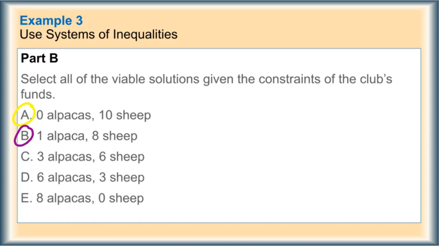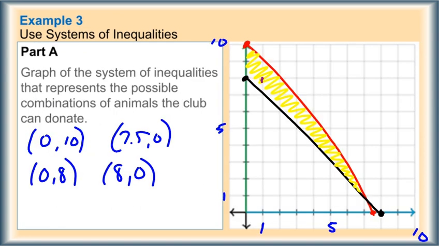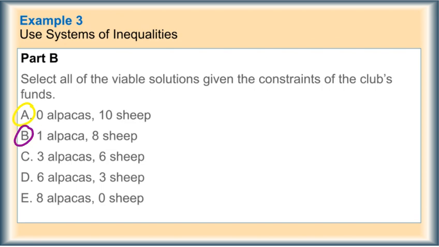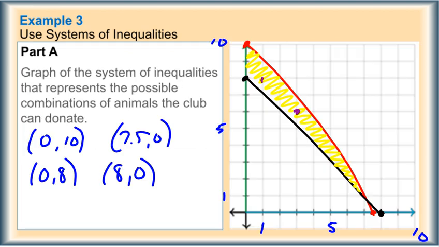3 alpacas, 6 sheep. So 3, 6. 3, 6 would be 1, 2, 3, 4, 5, 6. 3, 6, that would also work. And then 6, 3. 6, 3 would be 6, 1, 2, 3.